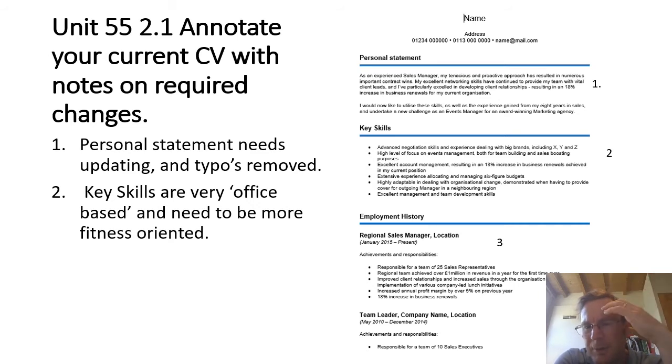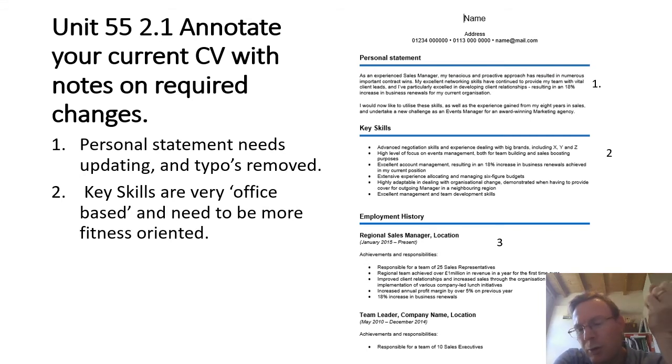So here, in that personal statement, I've just got number 1 on the right hand side. The closer you can get it to the actual error, the better. Then on the left hand side, I've got the things that need to be changed. So I've got personal statement needs updating and typos removed. Very broad, very general. For number 2, key skills, I've put here that the key skills are very office based and they need to be more fitness orientated.